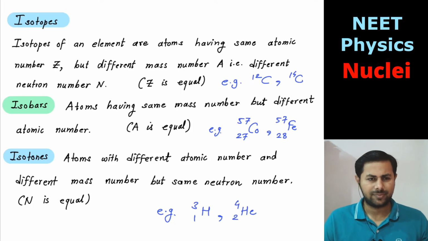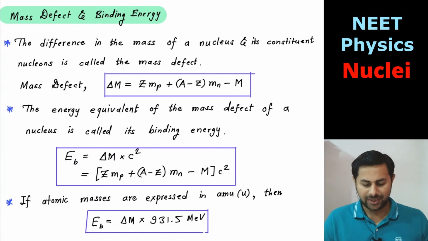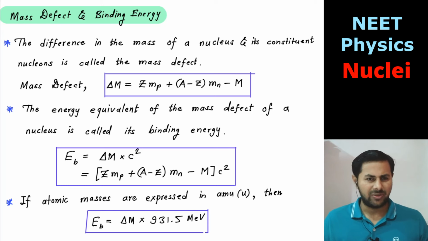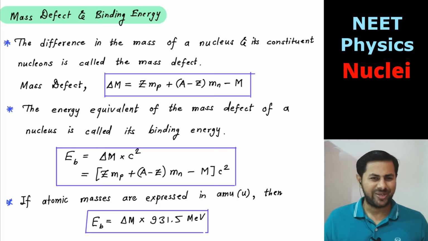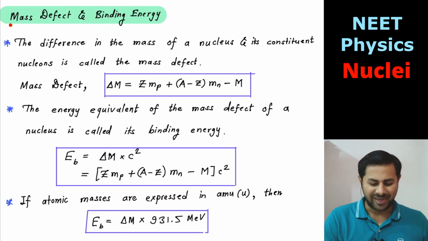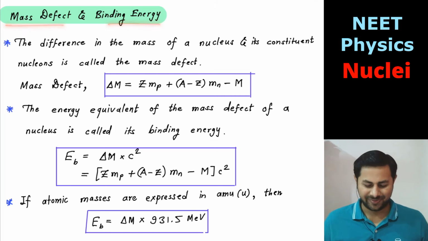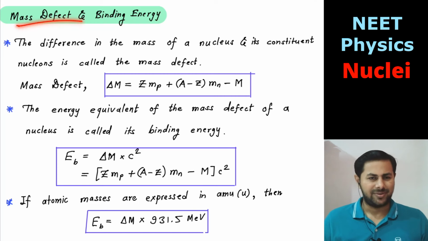Is this clear, everyone? Then let's see an important point. This is very important. Most probably there would be a question based on this one, that is mass defect and binding energy. So what is mass defect?